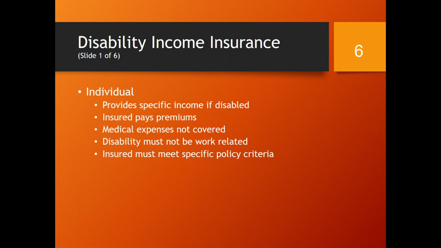For disability income insurance, an individual plan provides specific income if disabled. The insured pays premiums. Medical expenses are not covered. Disability must not be work-related, and the insured must meet specific policy criteria. Individual policies usually end when the person retires or reaches a certain age. Each policy can be written with specific exclusions denying or limiting coverage for certain situations, such as pre-existing conditions, self-inflicted injuries, or mental conditions. With a waiver of premium in the contract, the premiums are paid by the insurance company if the person becomes totally and permanently disabled.